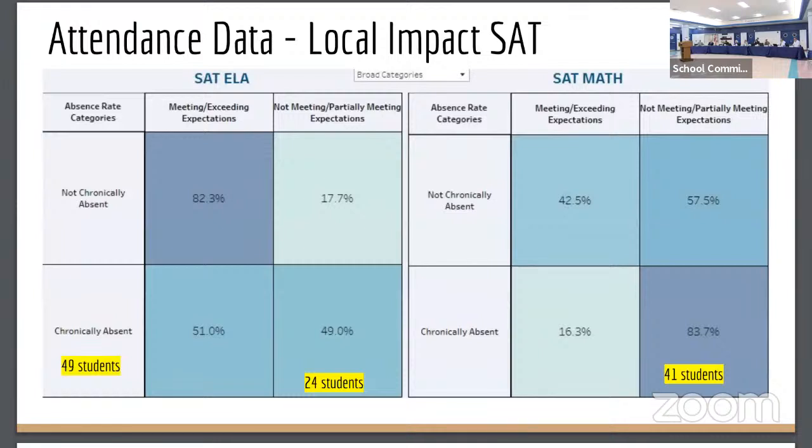And then moving into our 11th graders, juniors here, and looking at the SAT data, again, we see that same iteration of achievement gaps and that same association between chronic absenteeism and achievement playing out in our local SAT numbers as well. And again, we can move to the next slide.